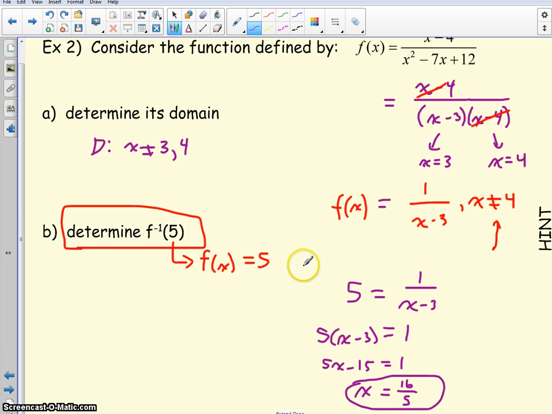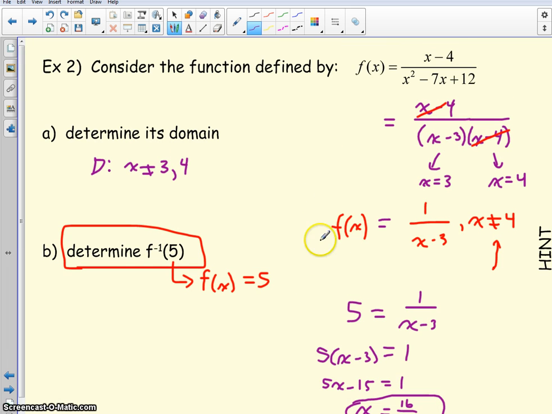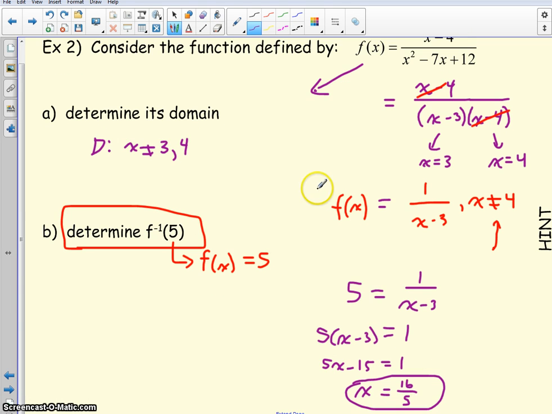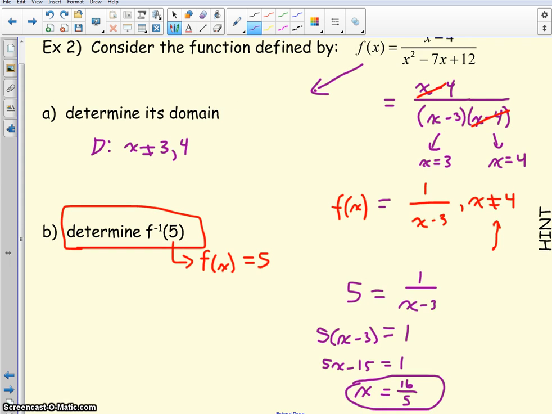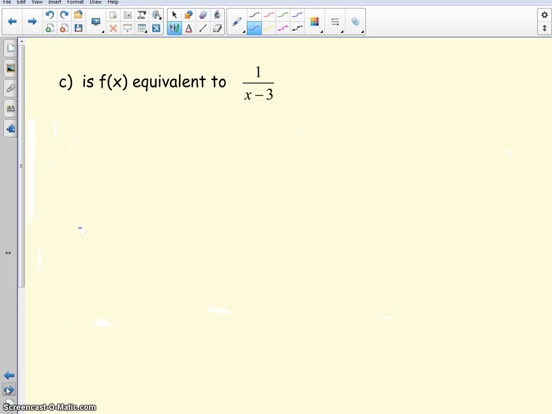You could have also gotten this by using the original equation as well, but you can see that when you went to multiply both sides by x squared minus 7x plus 12, you'd have had a quadratic equation to solve, and it would have gotten you the right answer in the end anyways, but this one is definitely much easier to solve than using the original function. So let's take a look now at this last little bit here. It asks if f of x is equivalent to 1 over x minus 3.